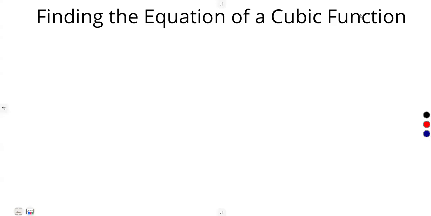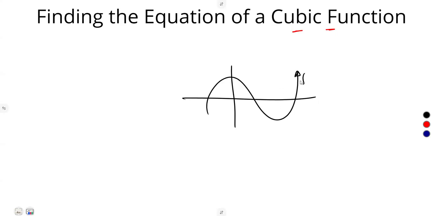So in this case, we are going to consider finding the equation of a cubic function. This is a major aspect in our revisions. In our previous class, we managed to sketch a cubic function. If you're given f of x equal to ax cubed plus bx squared plus cx plus d, we managed to sketch the cubic function.